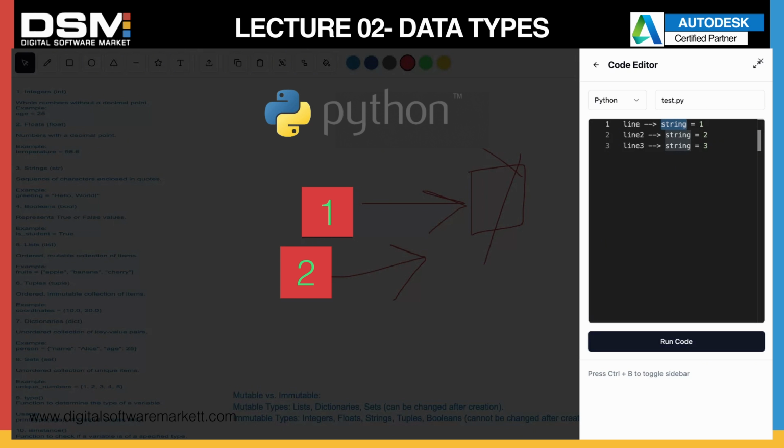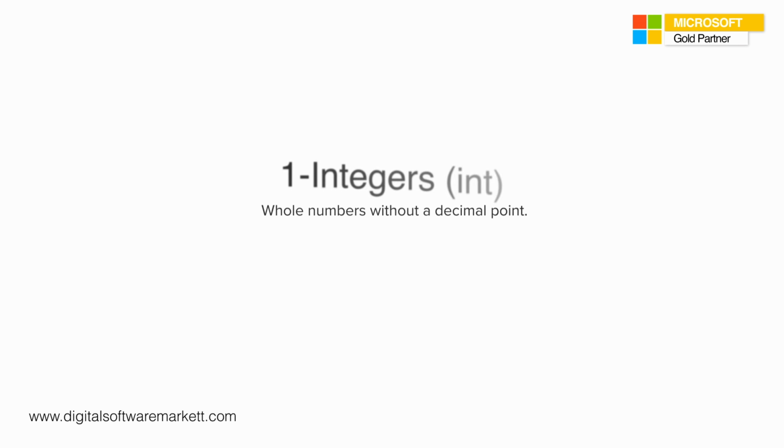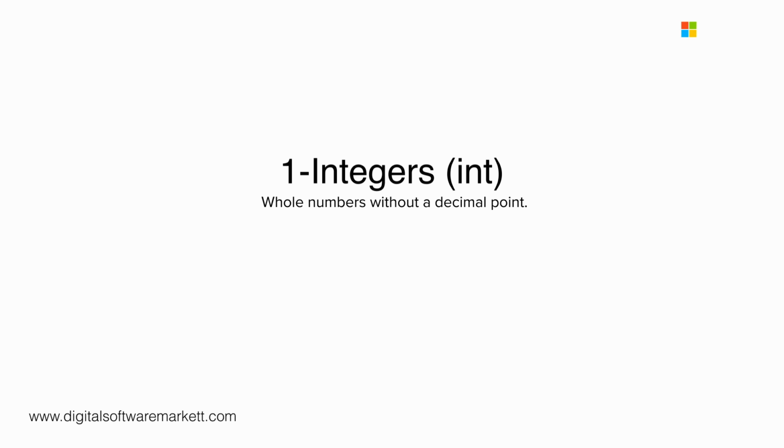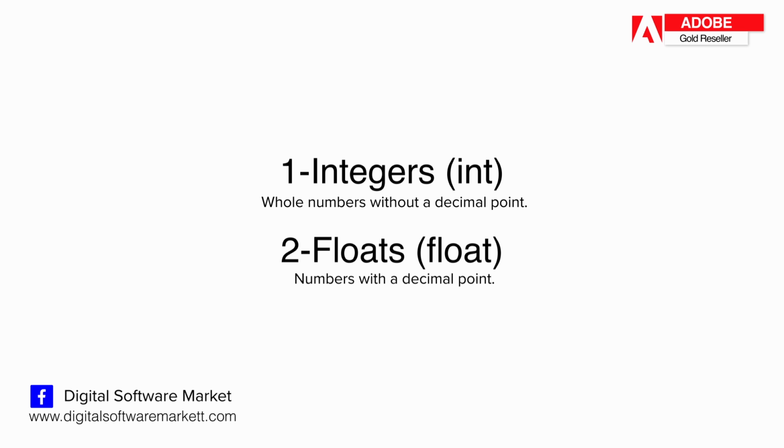Now there are some mutable types, and then there are immutable types that cannot be changed after they're created, right? Let's get into it. For the first data type, we have integers. Integers are whole numbers without a decimal point. What does this mean? I'll show you. Why are there exactly two types that take numbers, integers and float? They both take numbers, but the main difference is that one takes a decimal, the other takes no decimal. So let's get into the example.